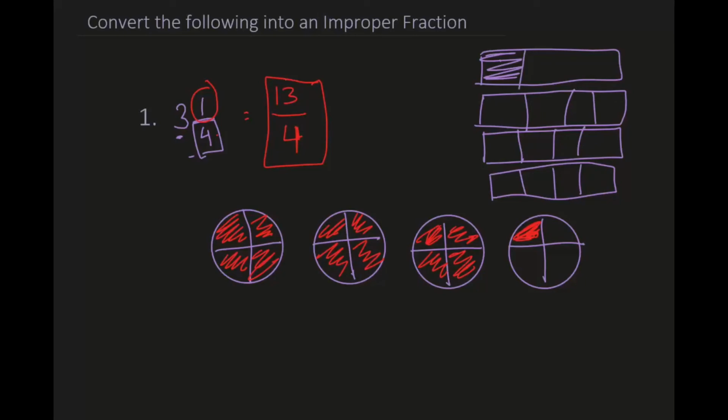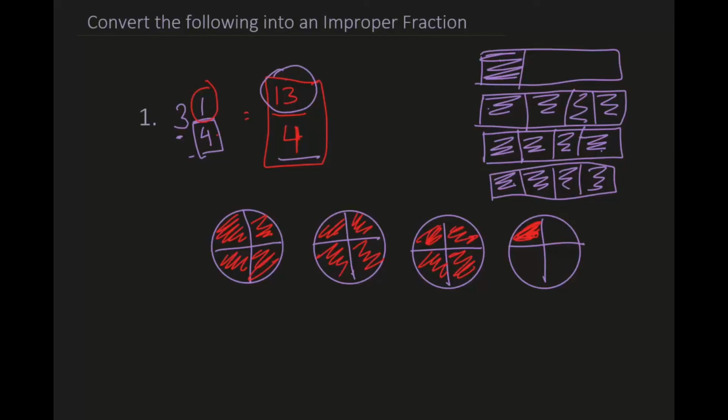So we have 1 right here, and 1, 2, 3, 4, 5, 6, 7, 8, 9, 10, 11, 12, 13. So we have in total 13 shaded ones. So obviously that would be our numerator, like we had here, and then our denominator would be the same, 4. This is another way of doing these kind of problems.